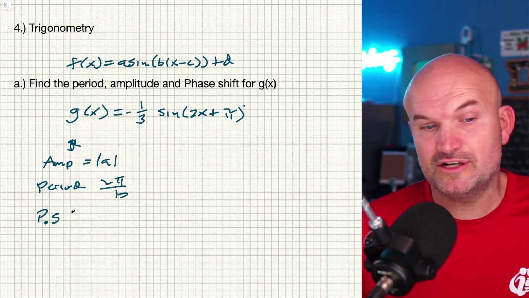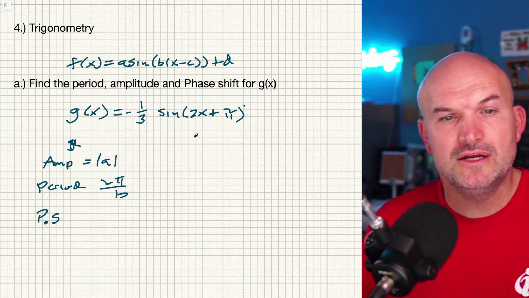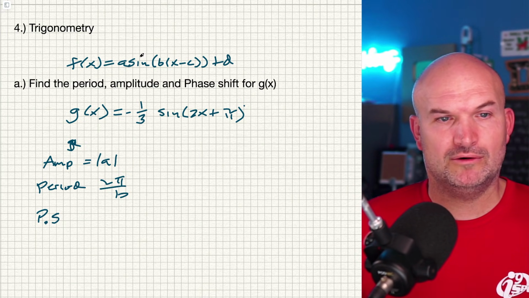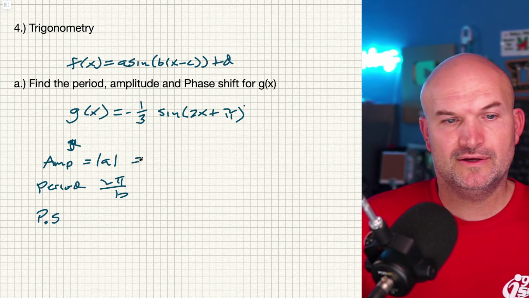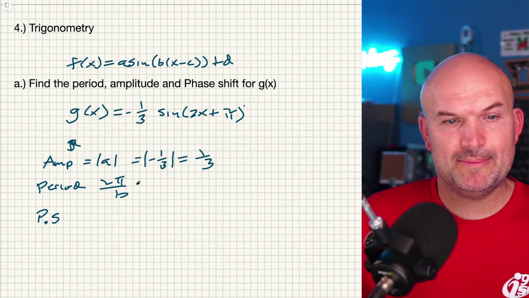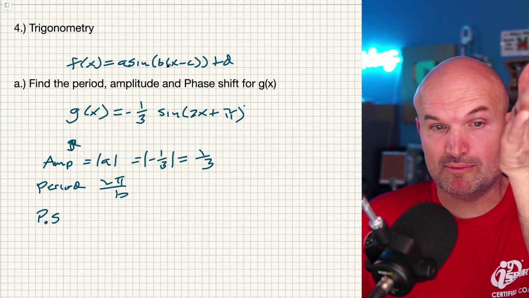Okay, and that's going to be your horizontal shift. So let's go and identify how to find the amplitude. Amplitude is the absolute value of a. Well, my a in this case is -1/3. So the absolute value of -1/3 equals 1/3. For my period, 2 pi divided by b. B is what we're multiplying by x.